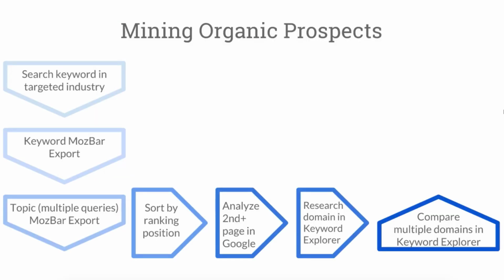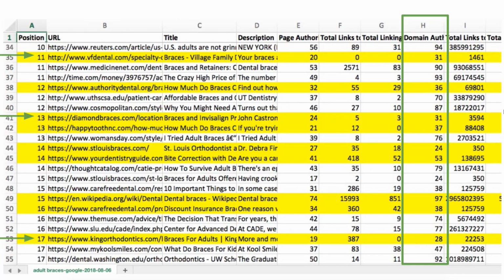Now what we can do is compare multiple domains in Keyword Explorer. We looked up VF Dental, but let's compare multiple domains side by side. So we'll go back to that spreadsheet and choose 2 more sites that are in the same domain authority range, ranking around the same position and may be considered a competitor. This way we can compare apples to apples side by side.